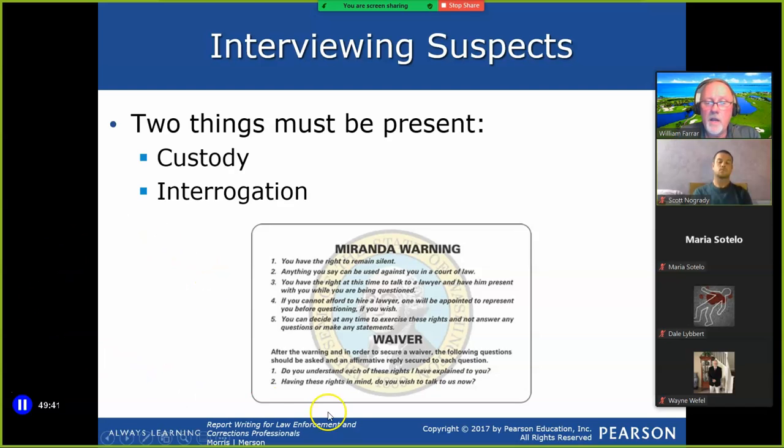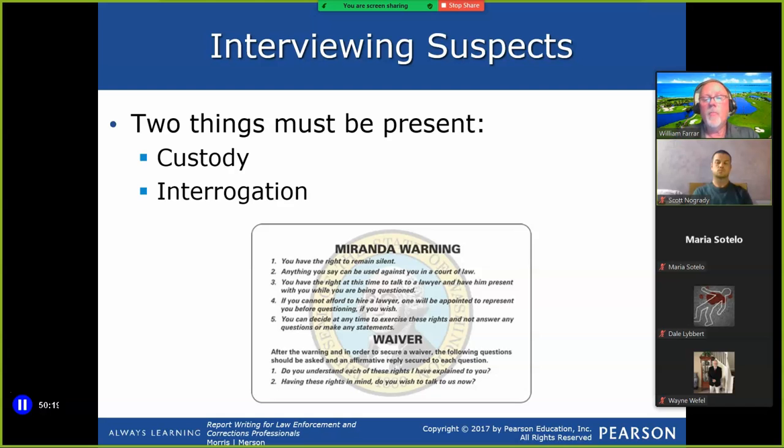And kind of a new thing was added to these cards. And you can see the questions here. Do you understand each of these rights? The reason for that is to make sure that the person understands 1 through 5, because if they don't, you want to make sure that they do. And then the second question is, having all these rights in mind, do you wish to talk to me now? So it's important that you understand that. And again, the cards might have a word different here or there, but as long as it gets the information across, it's fine.